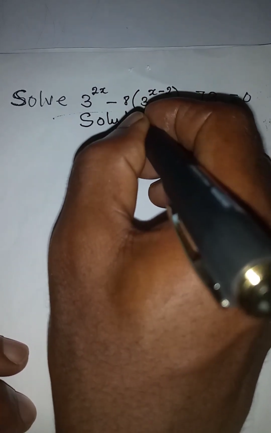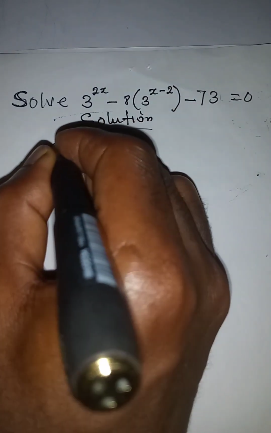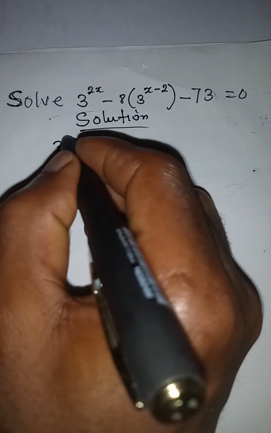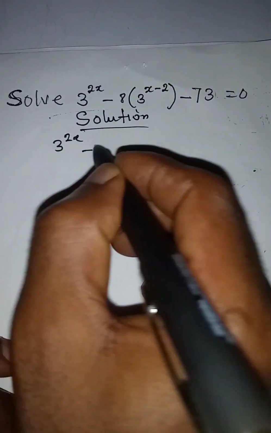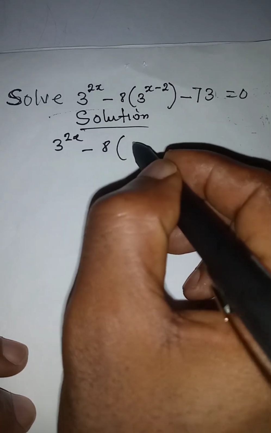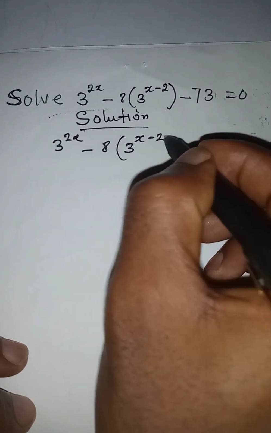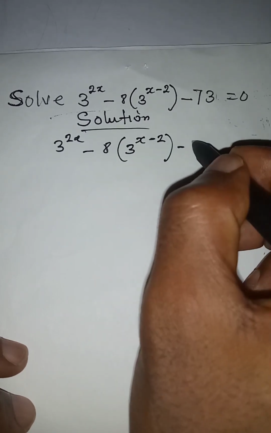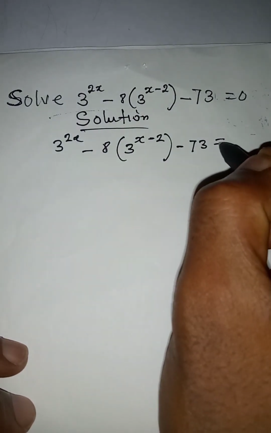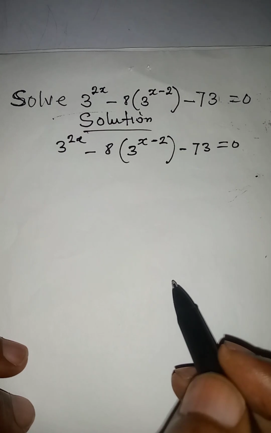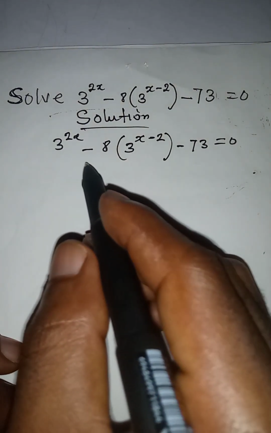Solution: we have 3 to the power of 2x minus 8 into bracket 3 to the power x minus 2, then minus 73 equal to 0. Again, I want us to rearrange this.